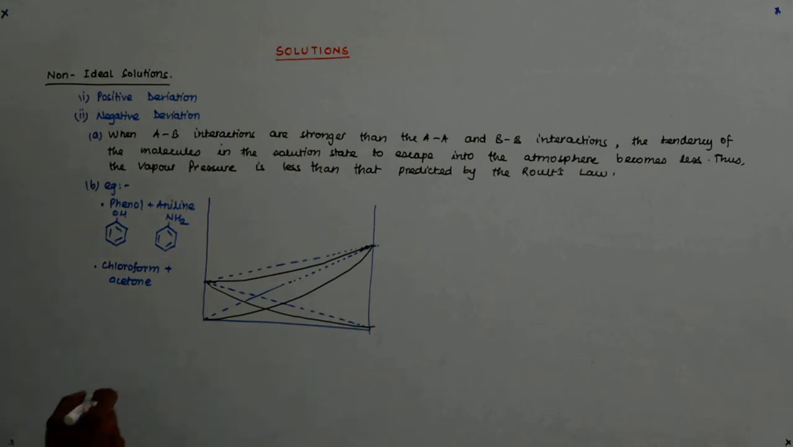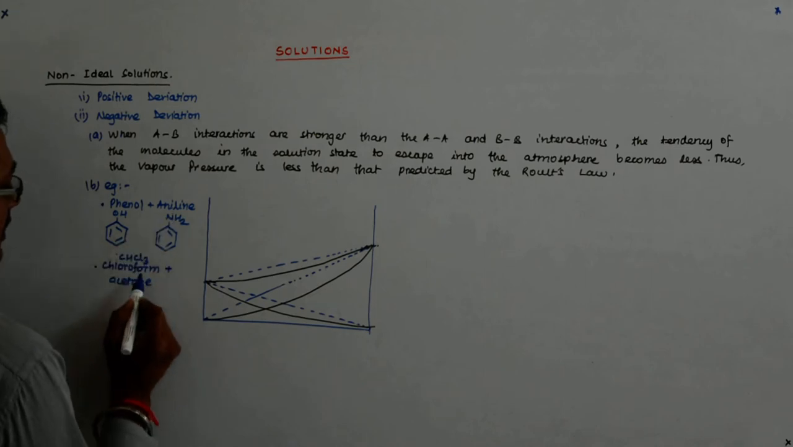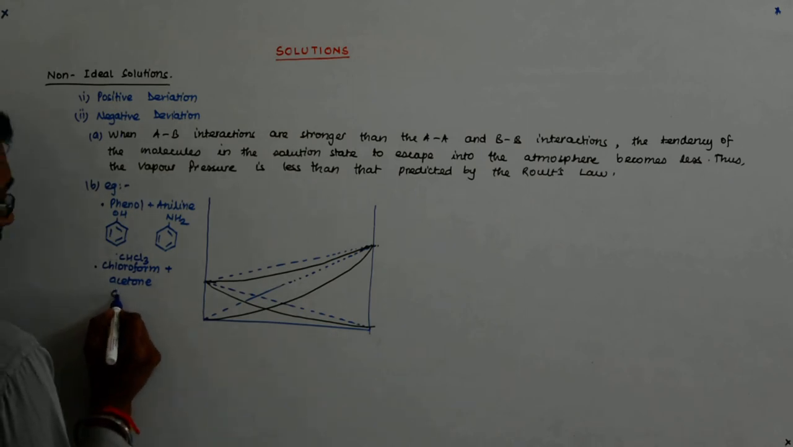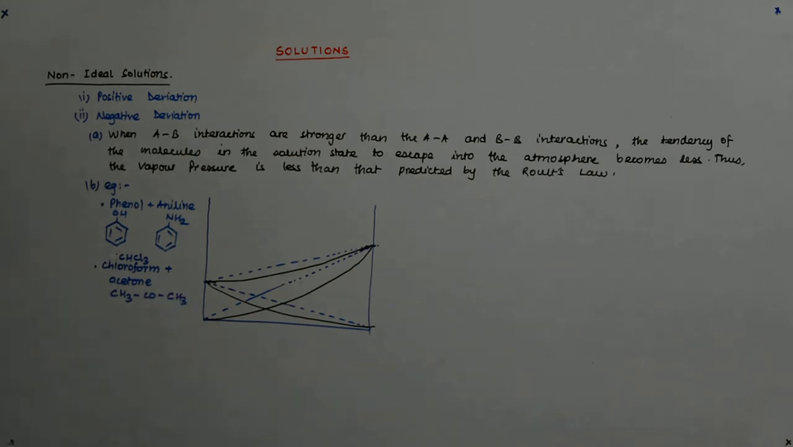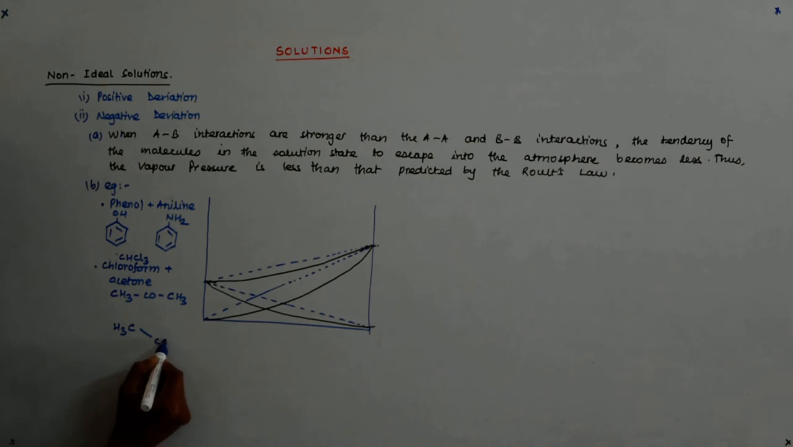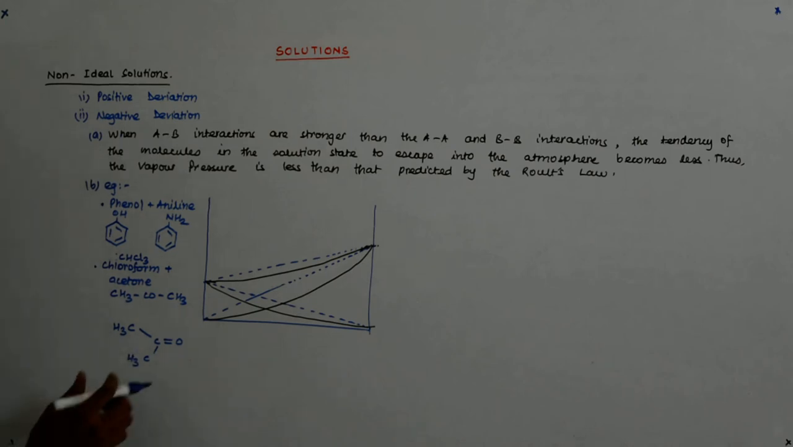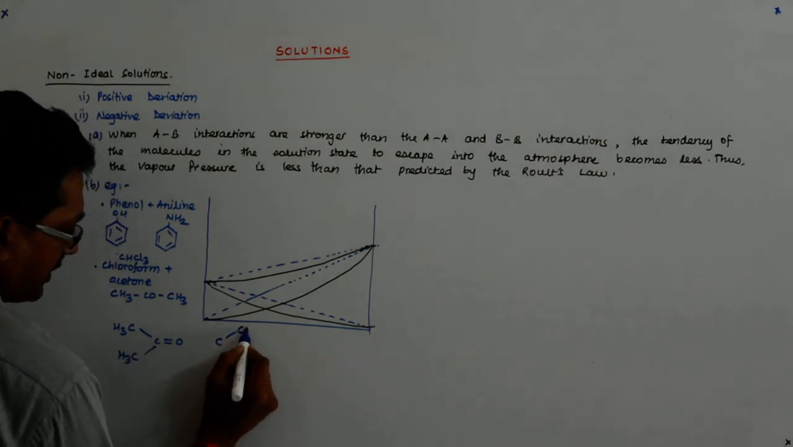And why so? What is chloroform? It is CHCl3. And what is acetone? CH3COCH3, right? Now what happens when they come together? When they come together, okay, this is how it goes. And then you have, this is acetone, and you have chloroform. So you have CHCl3.